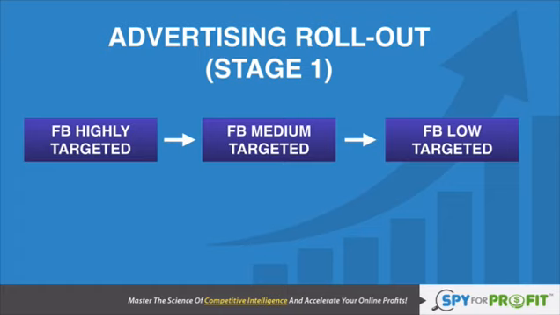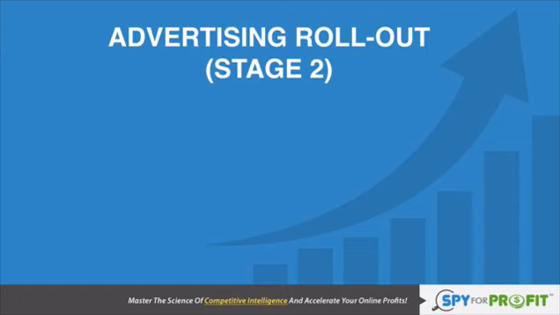But the advertising rollout stage one, we start with Facebook. And we really go as broad as we can until we can still get positive returns. Now, advertising rollout for stage two, we move on to pay-per-click advertising.